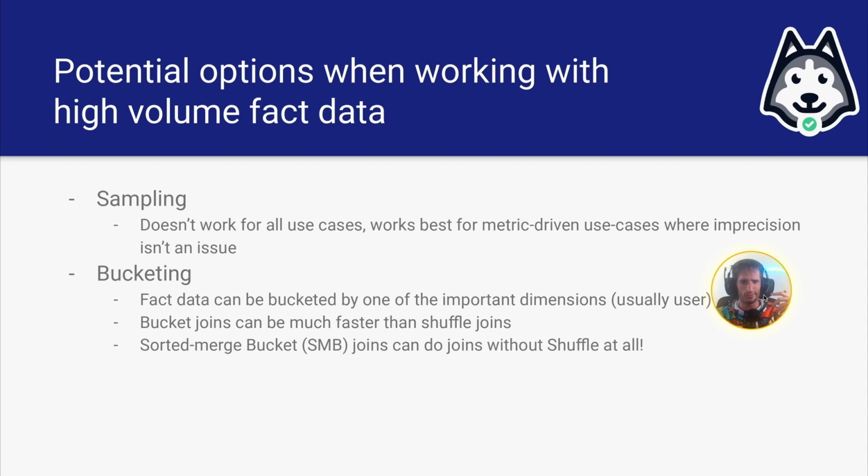And if you go to a sorted merge bucket join, which is an SMB join, then you can actually do joins without shuffle at all, because in those cases both buckets line up and they're sorted. So it's like a zipper. They come together and then it just zips down, and there's no shuffle that needs to happen at all.